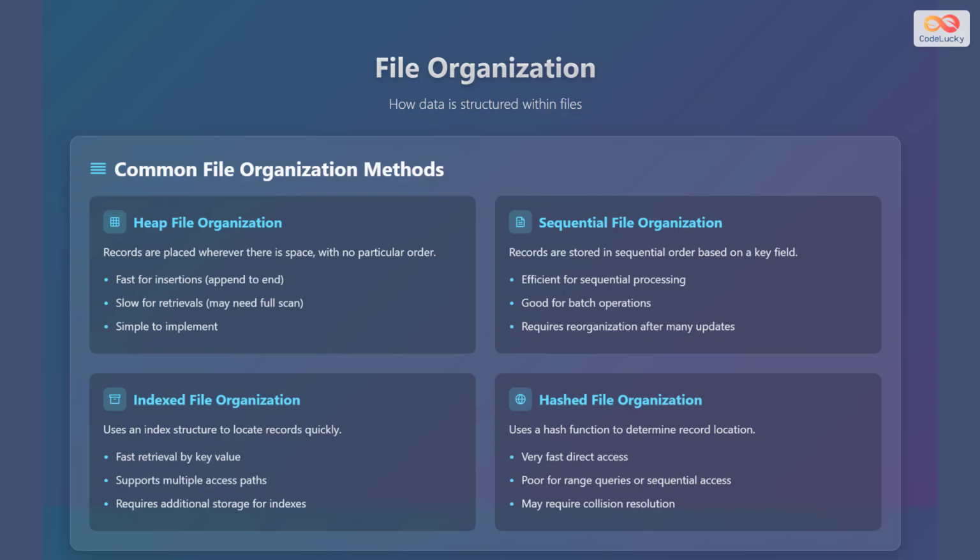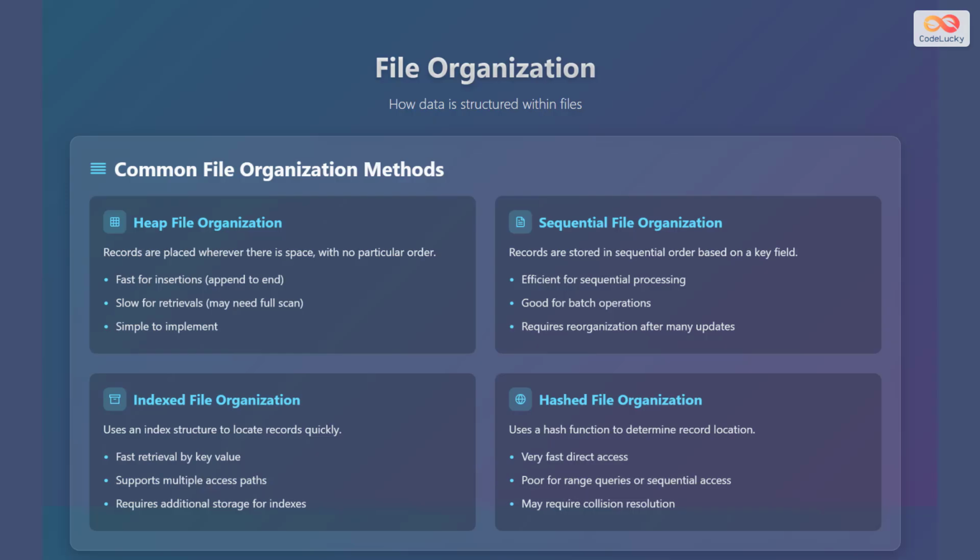Next, we have sequential file organization, where records are stored in a specific order based on a key field. It is efficient for sequential processing and batch operations, but requires reorganization after many updates to maintain the correct order. After that, index file organization uses an index structure to quickly locate records. This method allows for fast retrieval by key value and supports multiple access paths, but requires additional storage for the indexes.